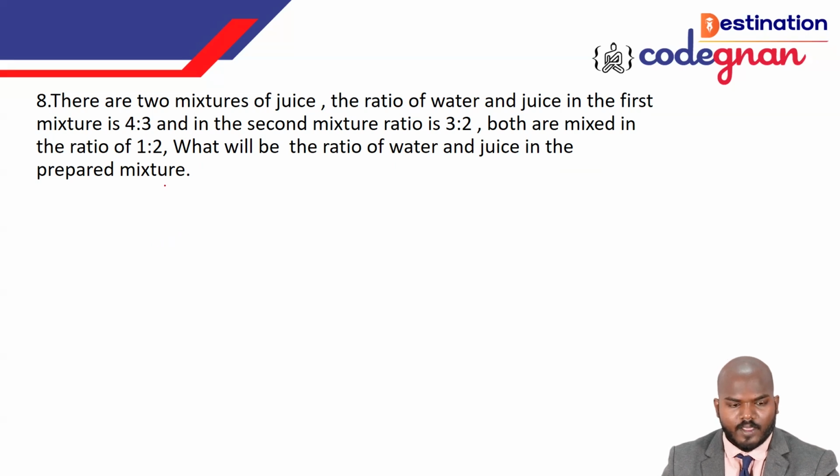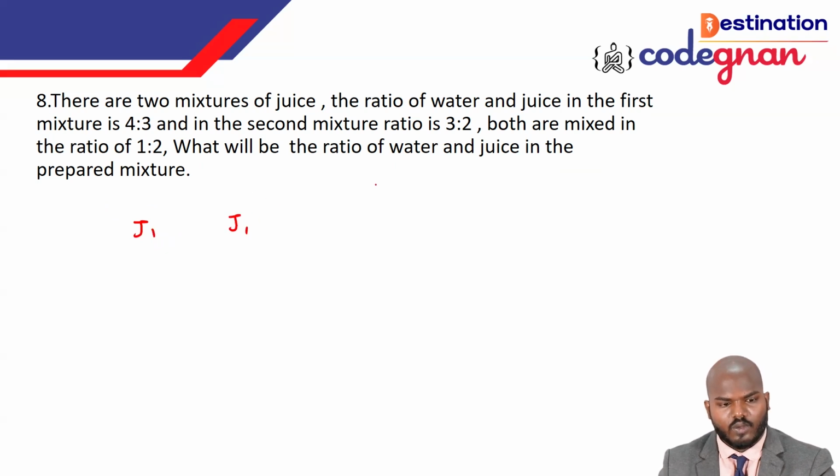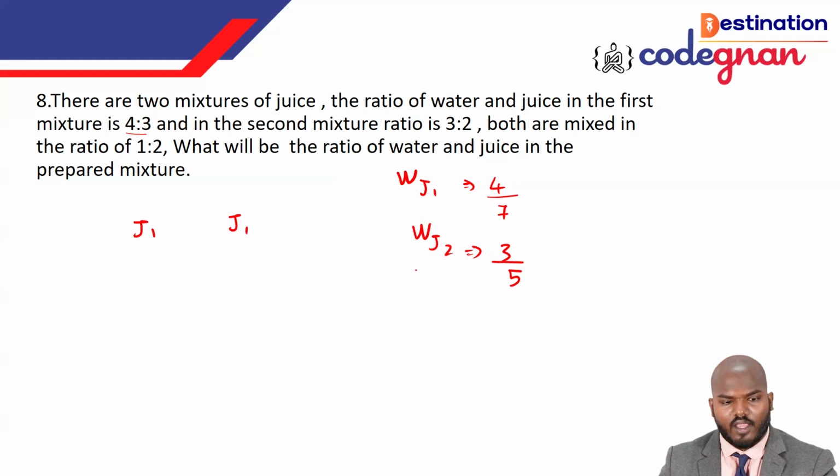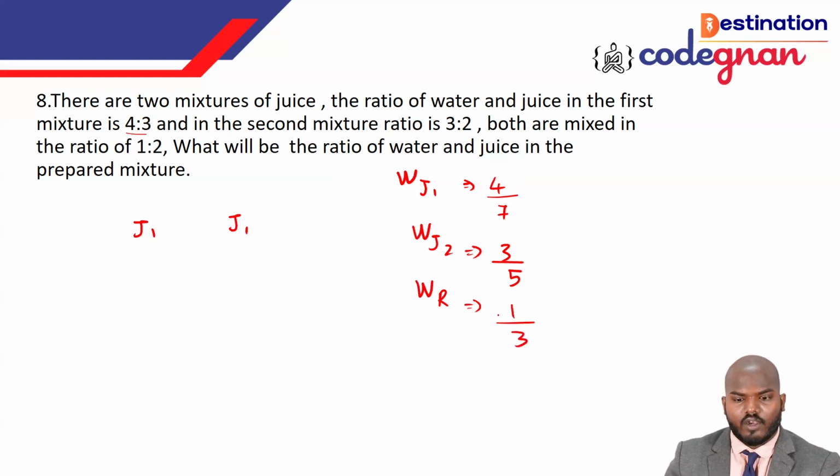Okay, so you see this one, I'm taking juice 1 and juice 2. I'm taking the water. The water in the first juice, the ratio is 4:3, and 4:3 means I can call it 4/7. Water in juice 2 I can call 3/5 here. And going to the combined, resulting ratio, they are saying it has a ratio of 1:3, so we can take that.